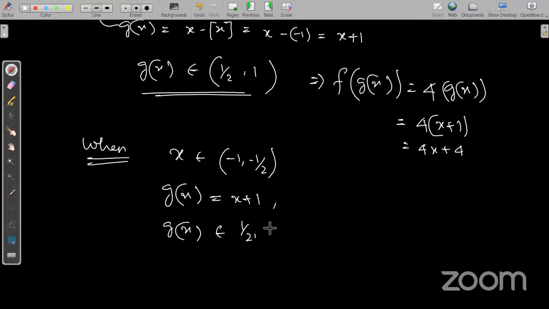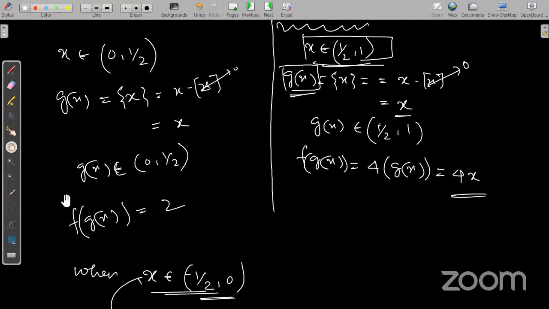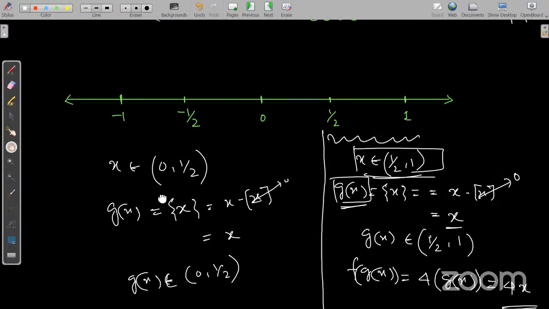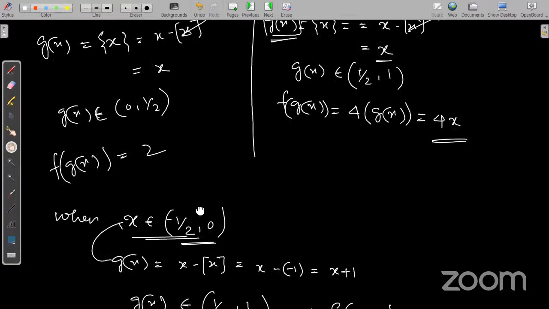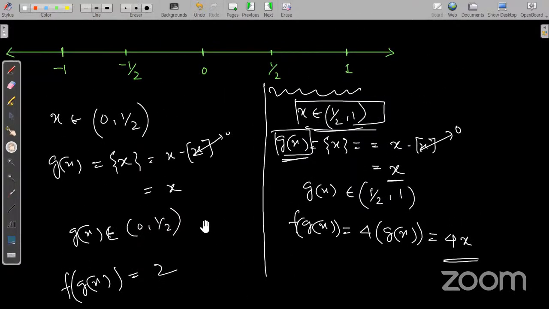Where will g of x be? This will become minus 1 plus 1, 0 to 1/2. Okay, when g of x belongs to 0 to 1/2, so f of g of x will be, this will be 2, or not? Yes, so this is 2. Okay, so now you have defined the function f of g of x for all the intervals, for all the domain. Now you can write the function again.